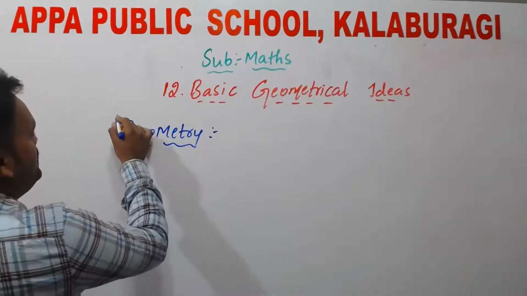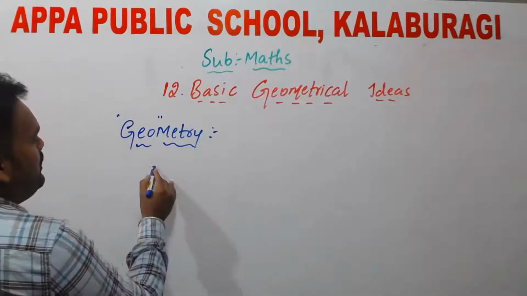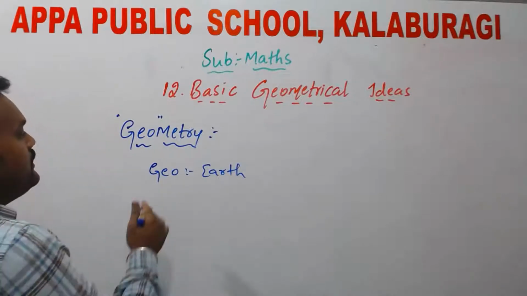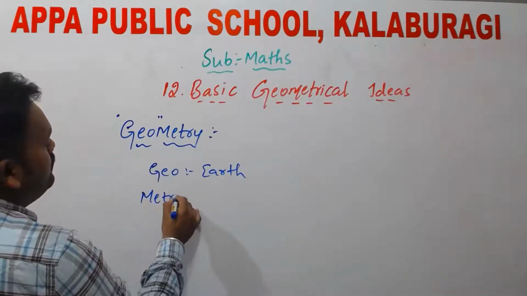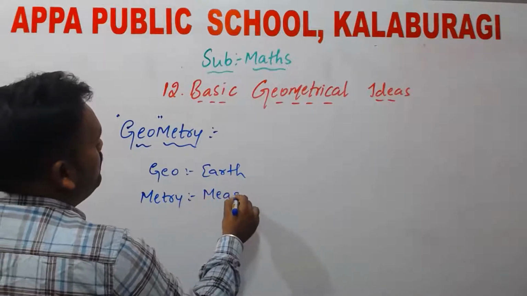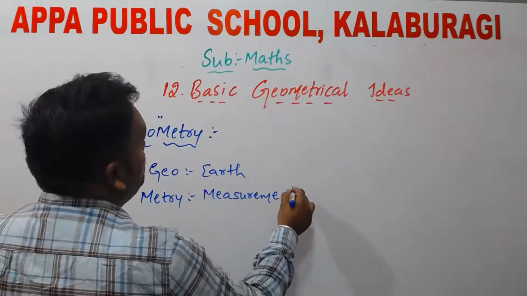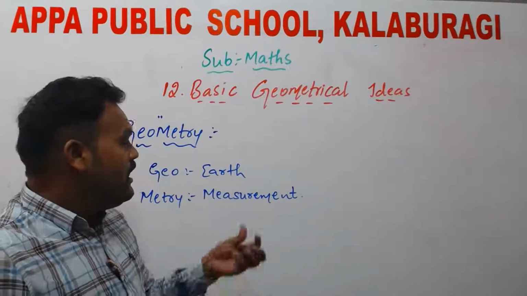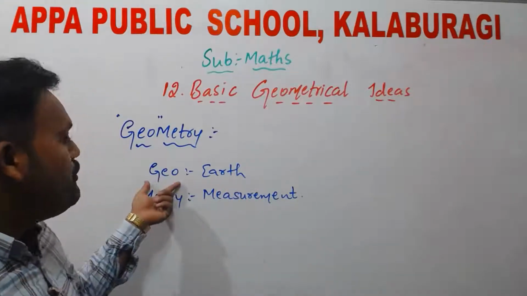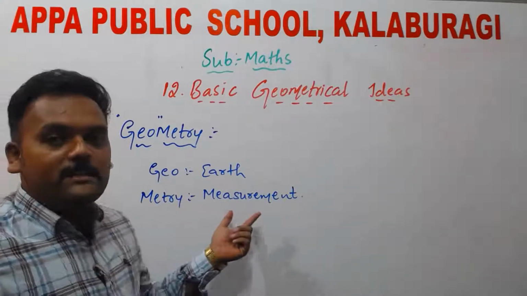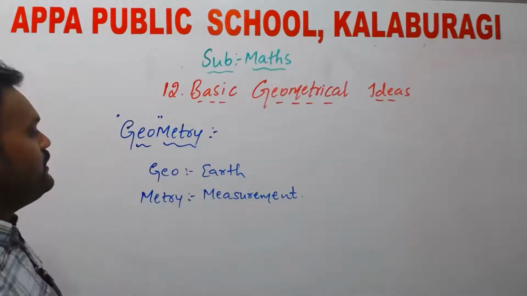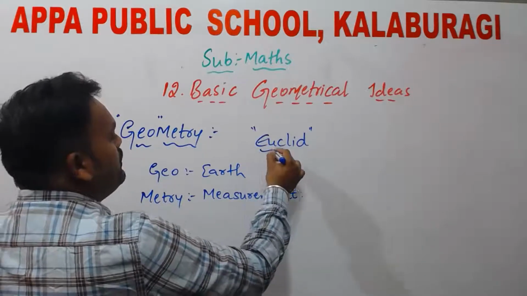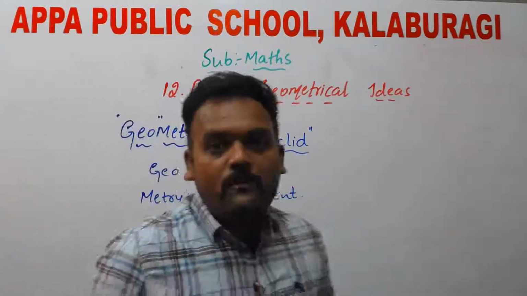See here, the meaning of geo. Geo means earth. Metry means measurement. So what does geometry mean? Measuring the earth, that is earth measurement. Geo means earth, and metry means measurement. Who is the father of geometry? You should remember, the father of geometry is Euclid. Euclid is the father of geometry.